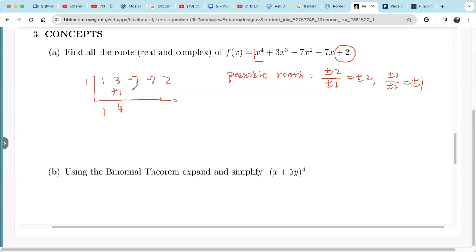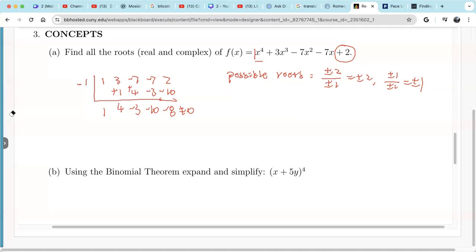Then 1 times 4 is 4. We add those two, get -3. 1 times -3 is -3. We add those two, get -10. 1 times -10 is -10. So we add those two, get -8, which is not 0. So that means 1 is not a root.